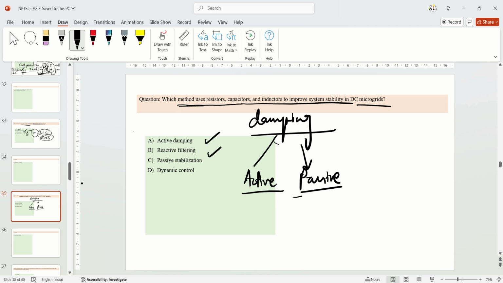This is related to damping only. It is of two types, active and passive damping. Which methodology is actually using the resistor, capacitor, inductor to improve the stability?